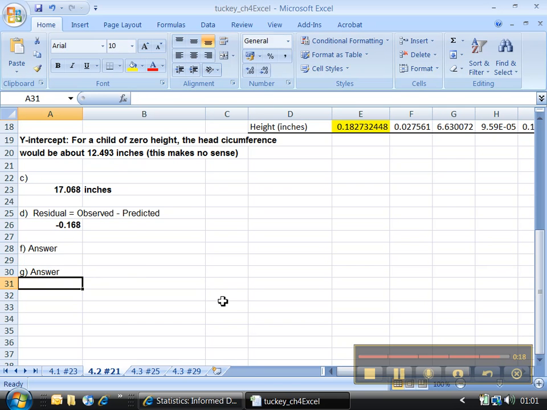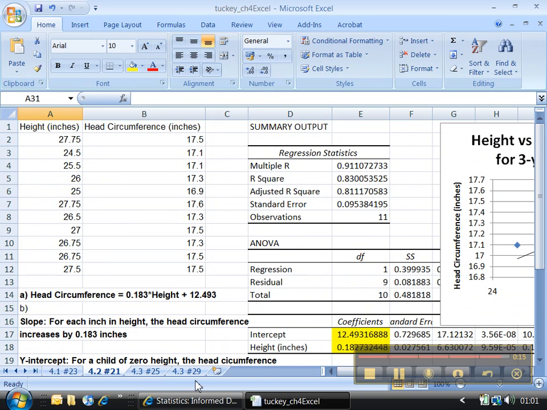Alrighty, we're done with 4.2. Next time I see you, it'll be for 4.3.